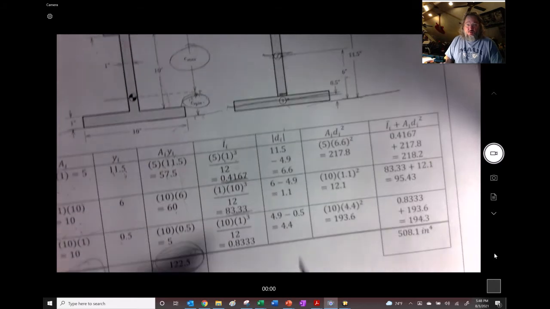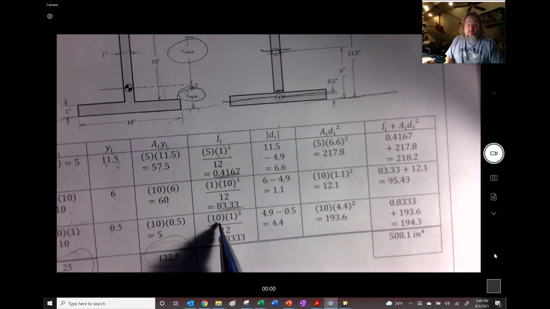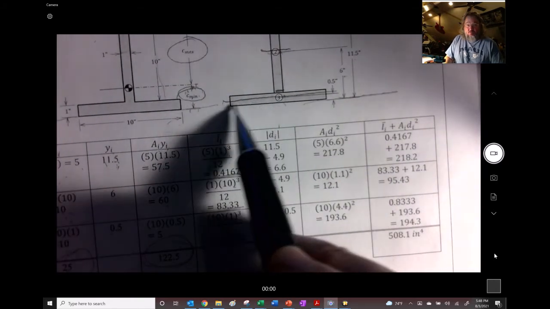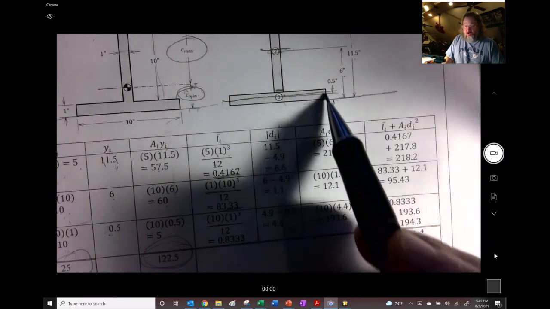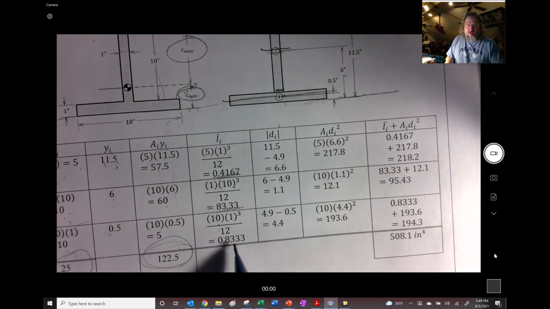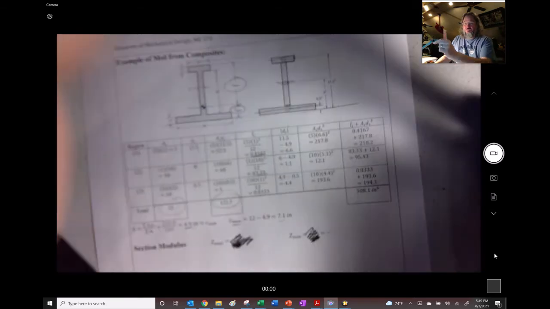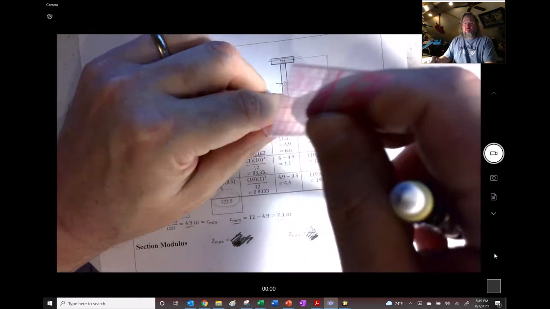BH cubed over 12. And then lastly, you can see that this is the width right here. This is the base, B, height cubed over 12. Also a pretty small number because, once again, it's kind of flimsy right there.